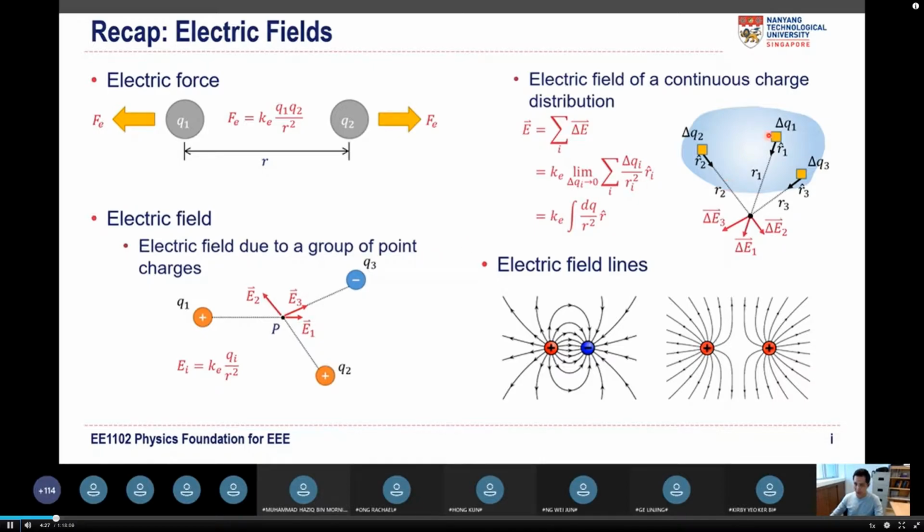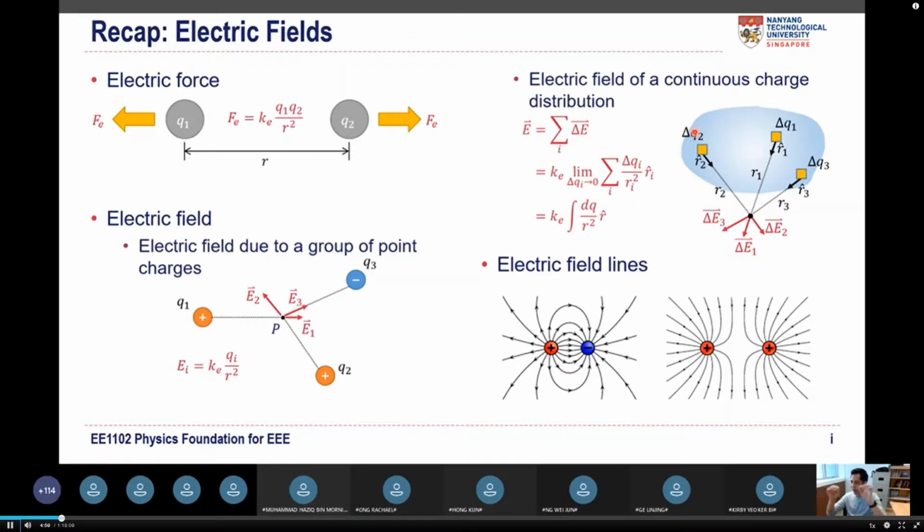Of course, if you have a continuous charge distribution, you apply the same idea. But because we don't have a discrete set of charges but a continuous distribution, we have to consider them to be very small, infinitesimally small charges. Then we apply exactly the same analogy, but over an infinitesimally small charge over the charge distribution itself.